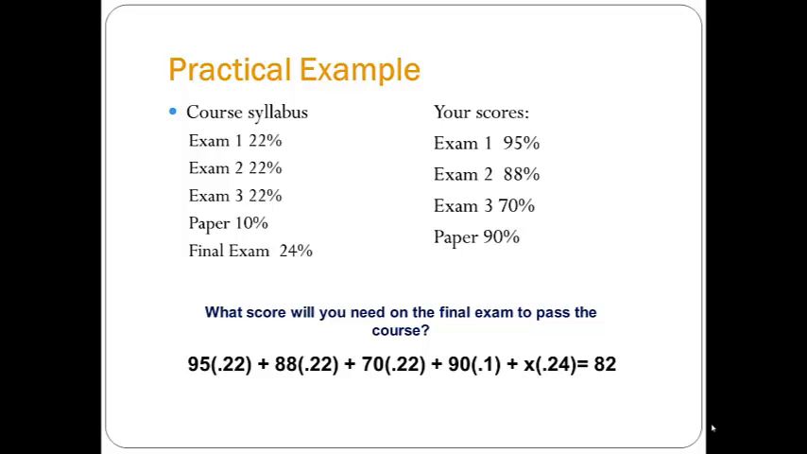This student scored 95% on the first exam, 88% on the second, 70% on the third, and received 90% for his paper. The student is interested in knowing what score he will need on the final exam to pass the course. In the anesthesia program, the lowest score to pass any course is 82%. So you start by setting the equation equal to 82 because he would not want to score less than 82% for the course.